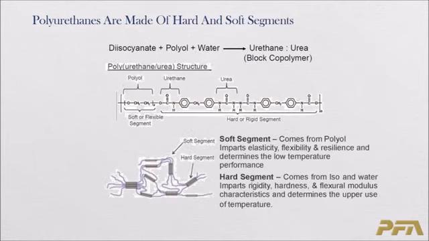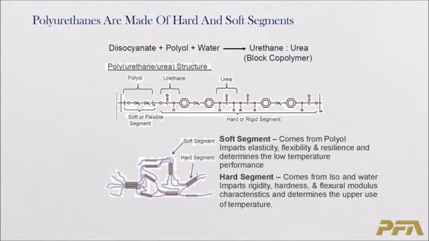Again, thinking of that isocyanate, polyol, water reaction, you're forming a urethane-urea block copolymer, where you have that polyol, which is that soft, flexible segment, and then the hard segment that's coming from the urea water reaction.